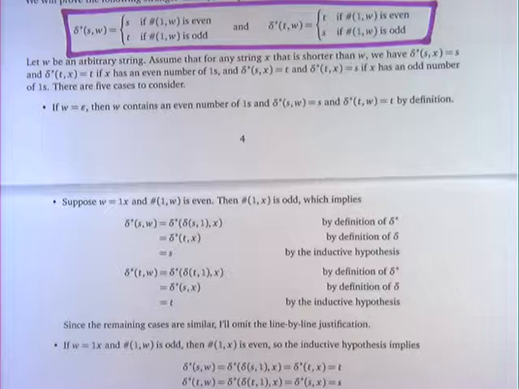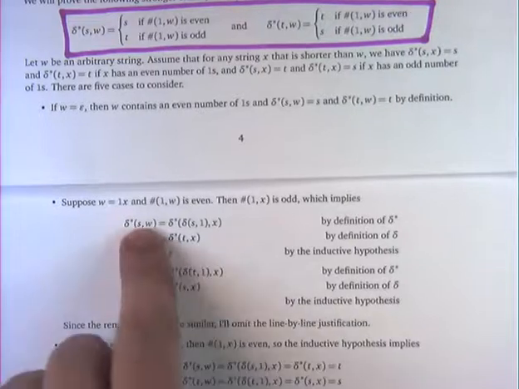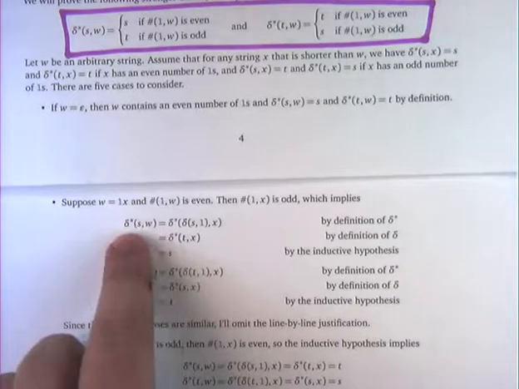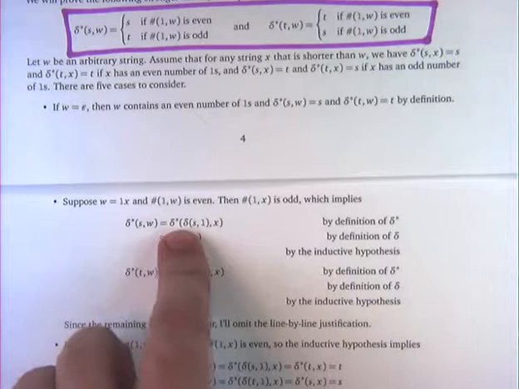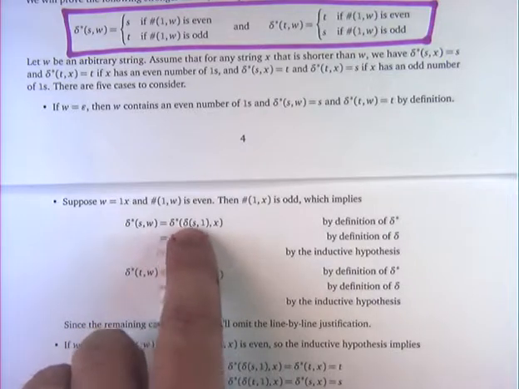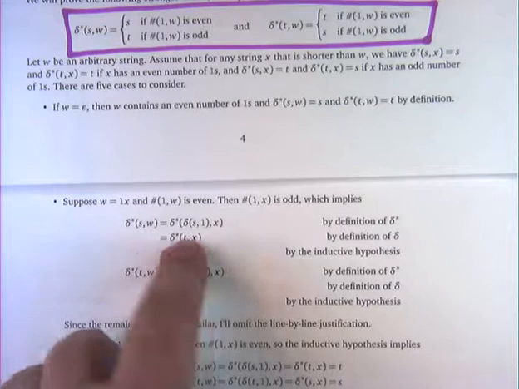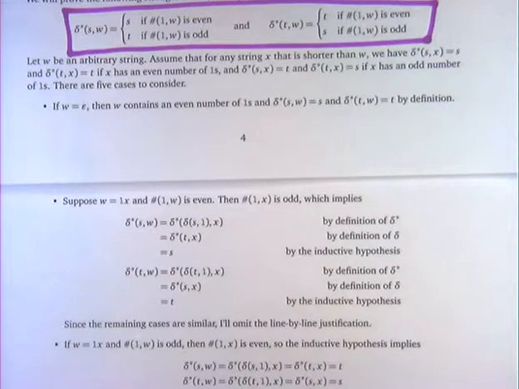And W has an even number of 1s. Then X has an odd number of 1s, and so the induction hypothesis tells us something. It says, if I start in state S, I'll end up in state T if I read X. And so now I just grind through the definitions. If I start in state S and I read string W, that sends me to this complicated expression. That's just the definition of delta star. And then delta of S comma 1 is T because that's the definition of the transition function delta.